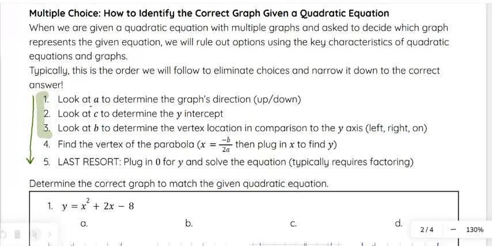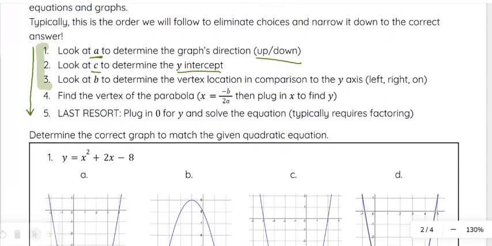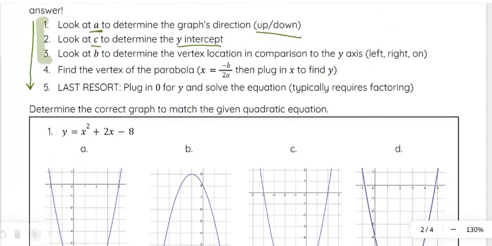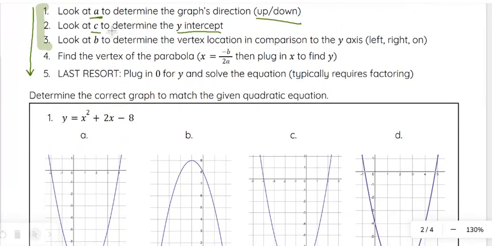So look at A first to determine if it goes up or down, and we can cross out any options that don't go the correct direction. Then I would look at C to determine the y-intercept. So then you're looking at the multiple choice answers to see, is that going to be the correct graph based on, is the y-intercept correct?